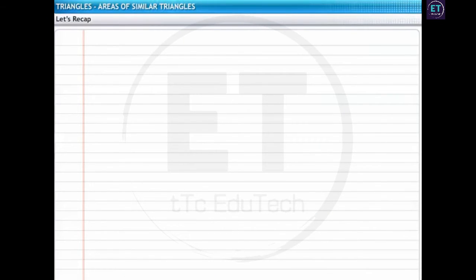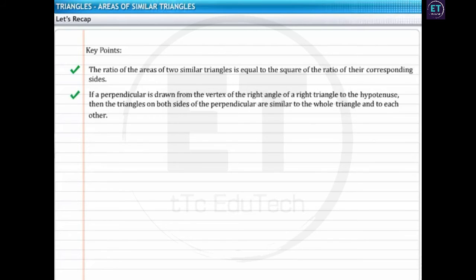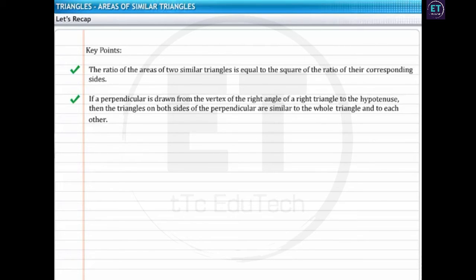You have reached the end of this section. Before moving to the next section, let's review the key points covered. The ratio of the areas of two similar triangles is equal to the square of the ratio of their corresponding sides. If a perpendicular is drawn from the vertex of the right angle of a right triangle to the hypotenuse, then the triangles on both sides of the perpendicular are similar to the whole triangle and to each other.